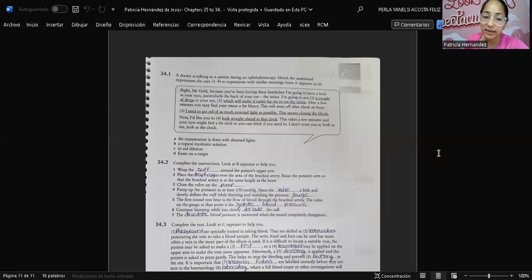Okay, C, to aid dilation. That's number 2, which will make it easier for me to see the retina. And D, fixate on a target. That's 4, look straight ahead at that clock.